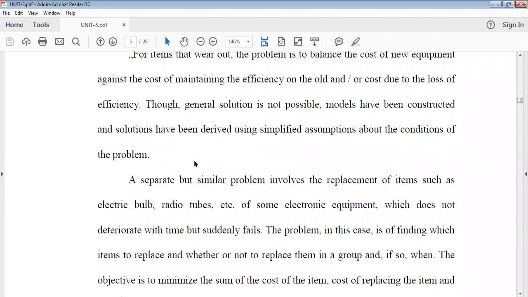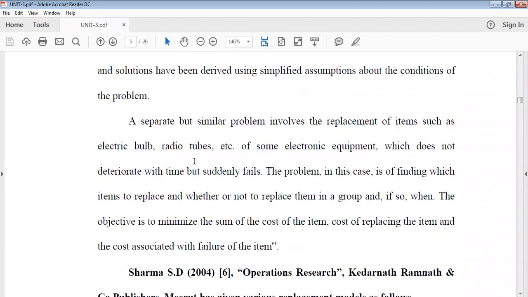A separate but similar problem involves the replacement of items such as electrical bulbs, radio tubes, etc., or some electronic equipment which does not deteriorate with time but suddenly fails. So the problem in this case is of finding which items to replace and whether or not to replace them in a group, or if so, when. The objective is to minimize the sum of the cost of the item, cost of replacing the item, and cost associated with the failure of the item.